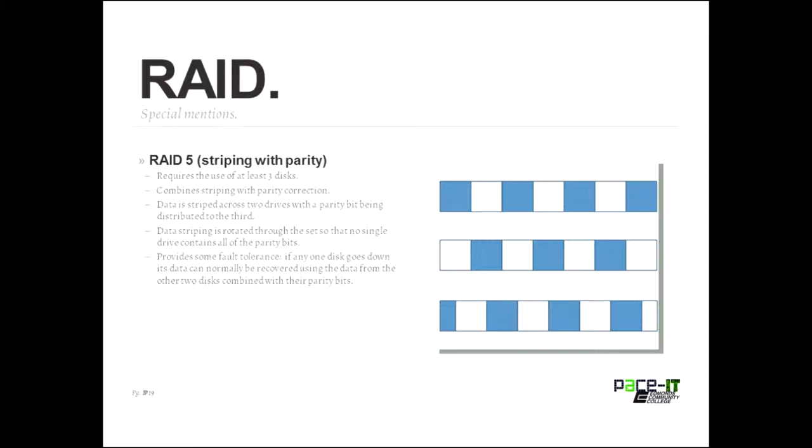Drive one received a block, drive two received a block, drive three received a parity bit. The next write would be drive two, drive three, and drive one would receive parity, and then it'd be three, one, and two would receive the parity bit. So it's rotated through the set so that no single drive contains all of the parity bits, and it's evenly distributed.